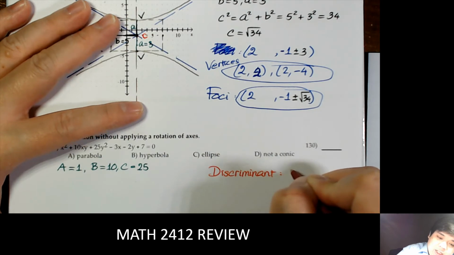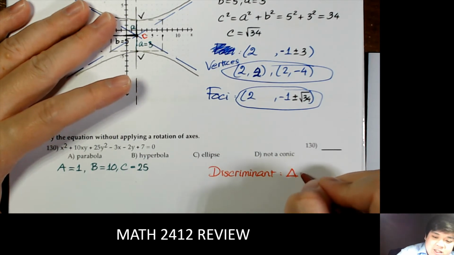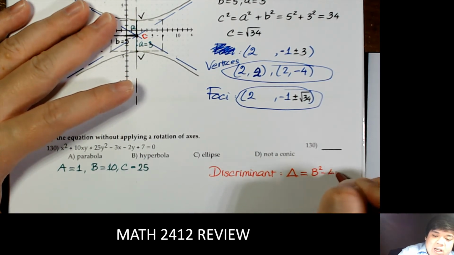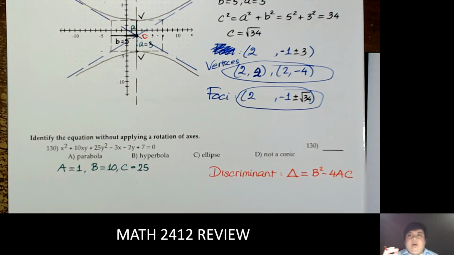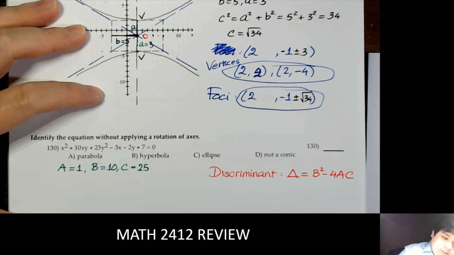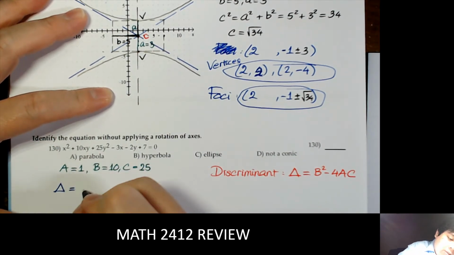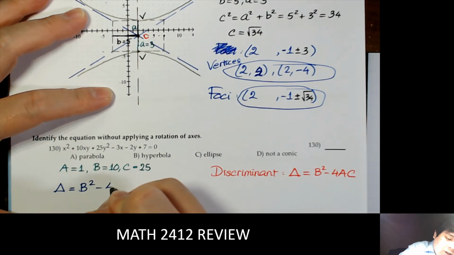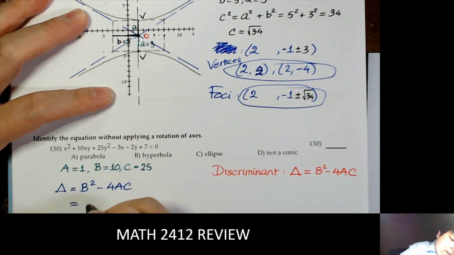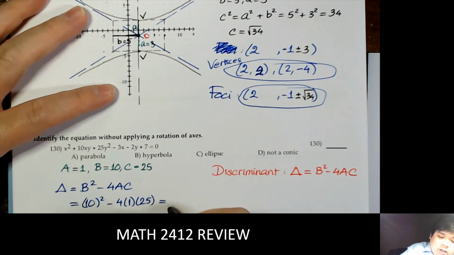Which is D, or delta, b squared minus 4ac. So it is exactly like the one in the quadratic formula. B squared minus 4ac is called the discriminant. So let's just do that first. B squared minus 4ac, 10 squared minus 4ac, 100 minus 100 is 0.